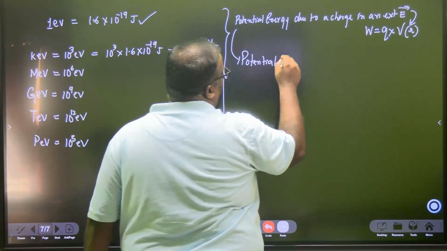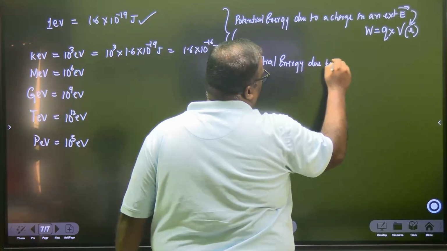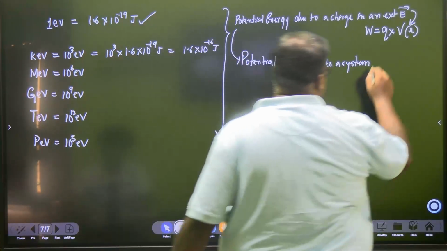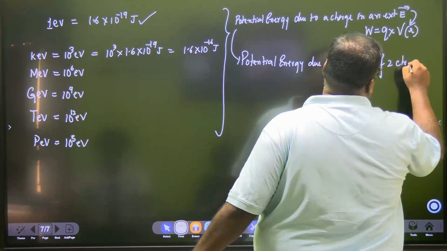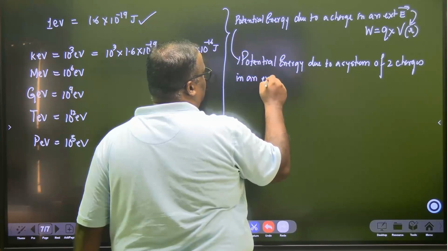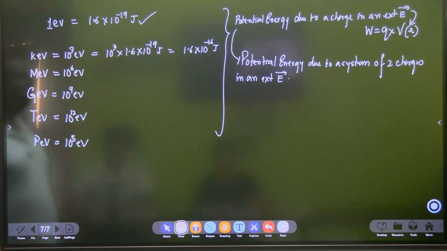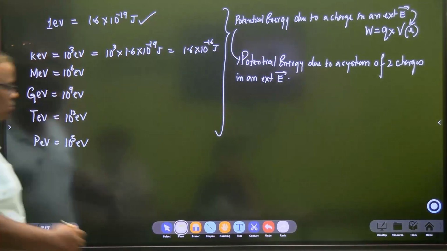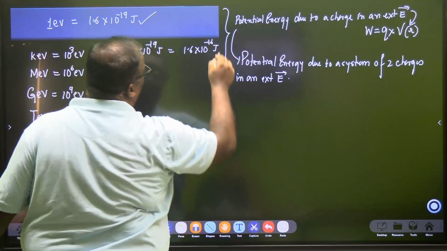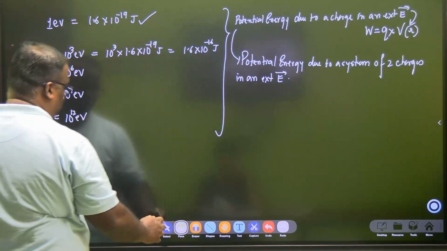Potential energy due to a system of two charges in an external electric field. Nothing difficult. What did you do in the previous one, sir? In the previous one I had only an external electric field where I tried to move only a single charge.